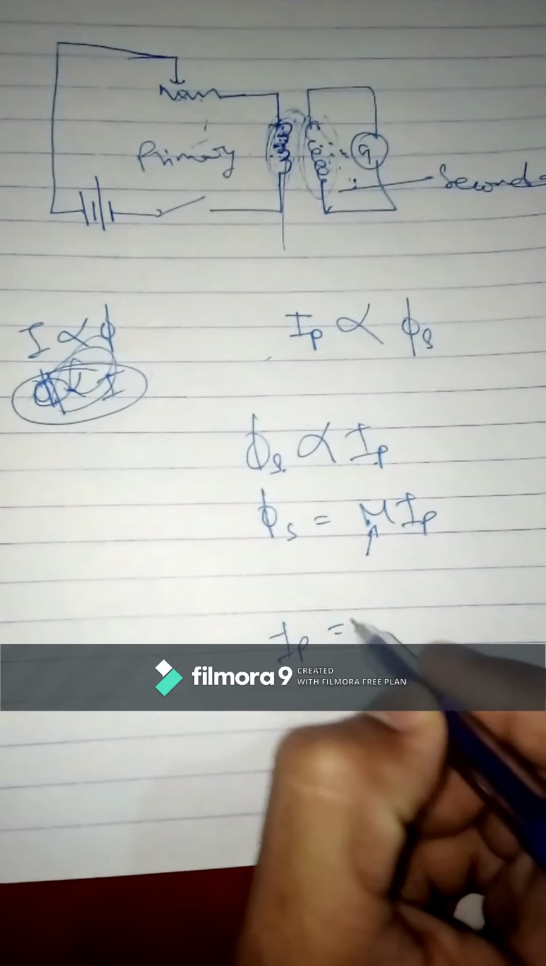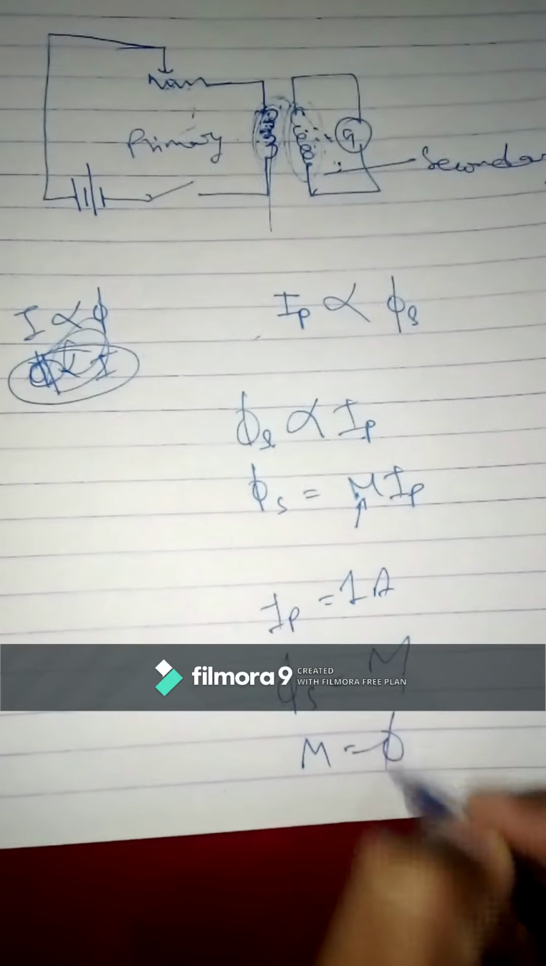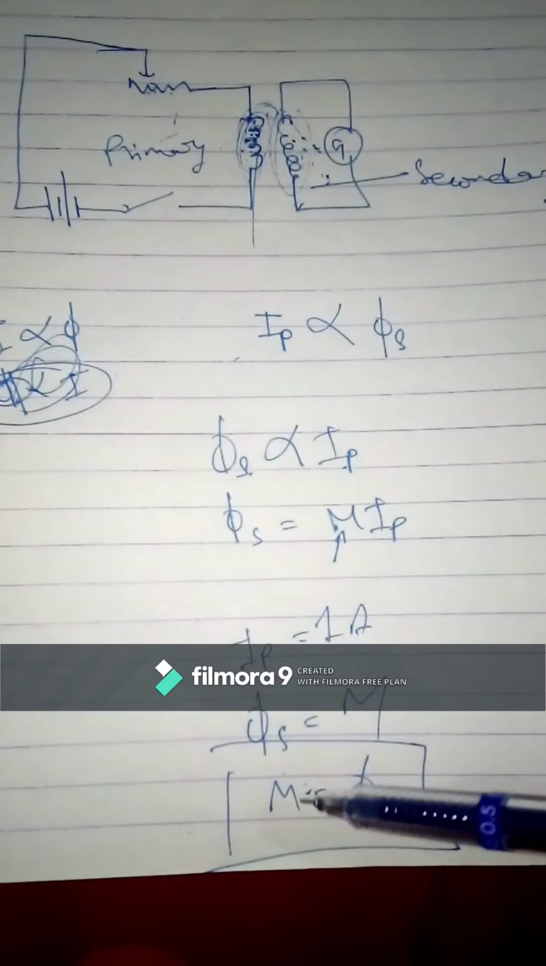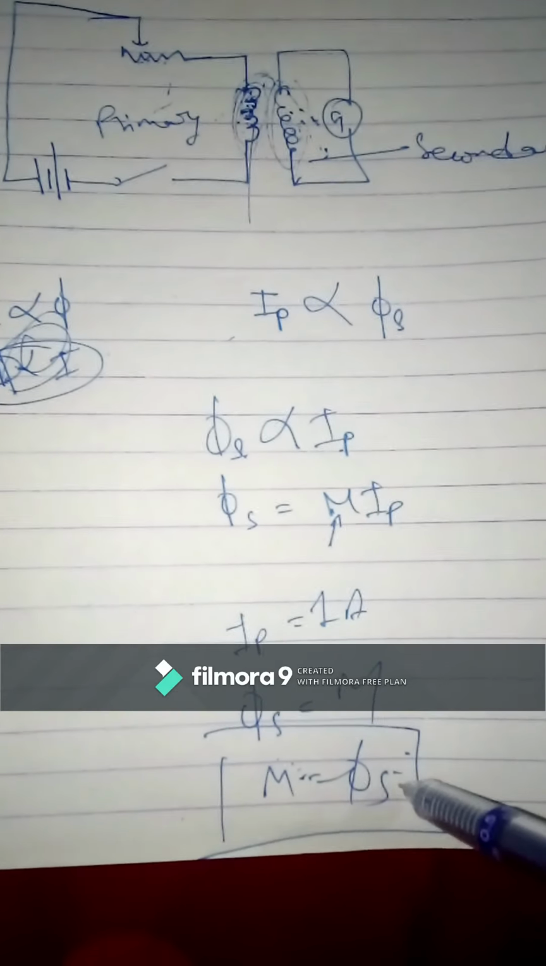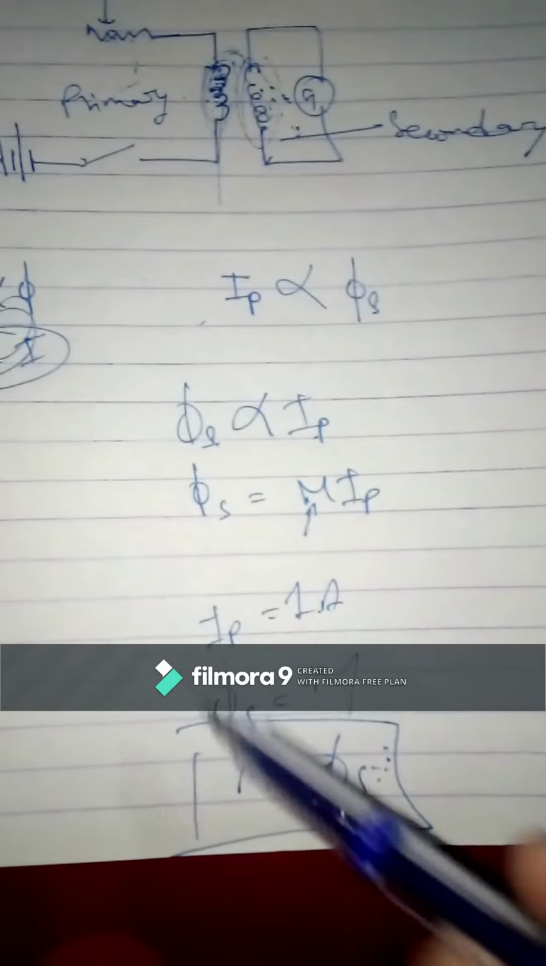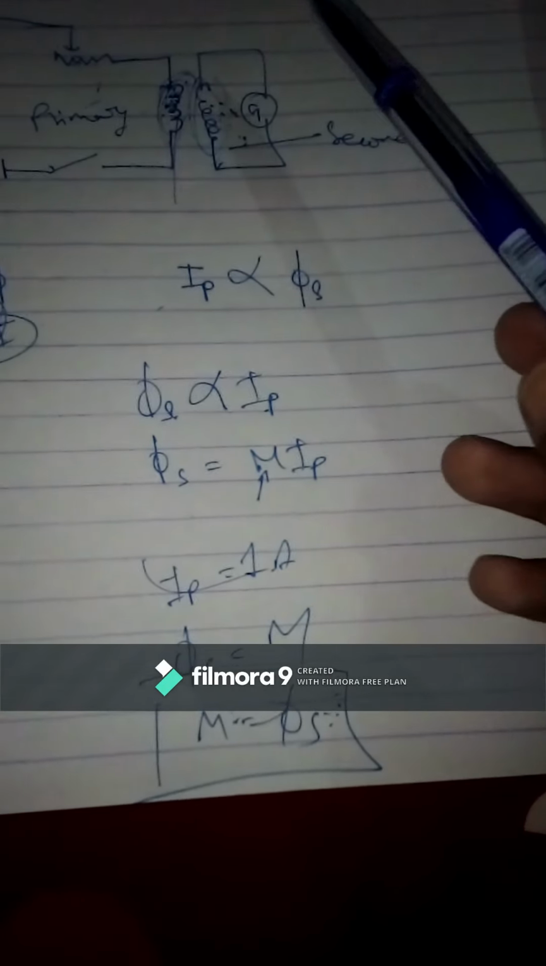When I p equals 1 ampere, phi s will be equal to M, or M will be equal to phi s. So the first definition came. The first definition is that the coefficient of mutual induction, or mutual inductance, is defined as the flux associated with the secondary coil when unit current flows in the primary coil. So it was very simple. It is very similar to what we did in self induction.